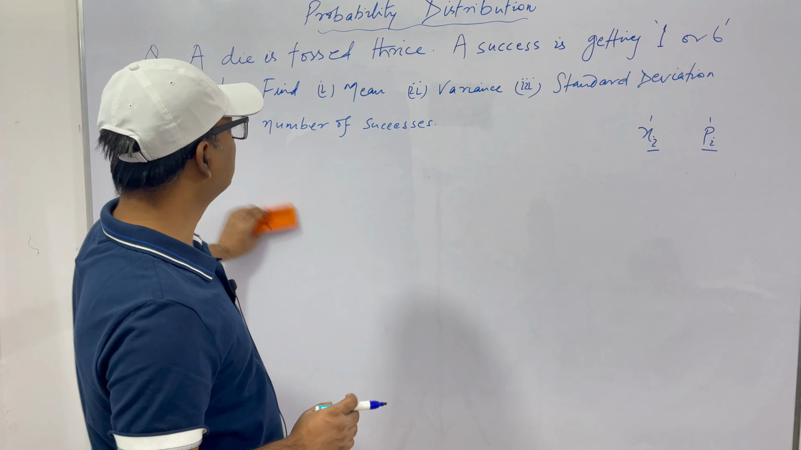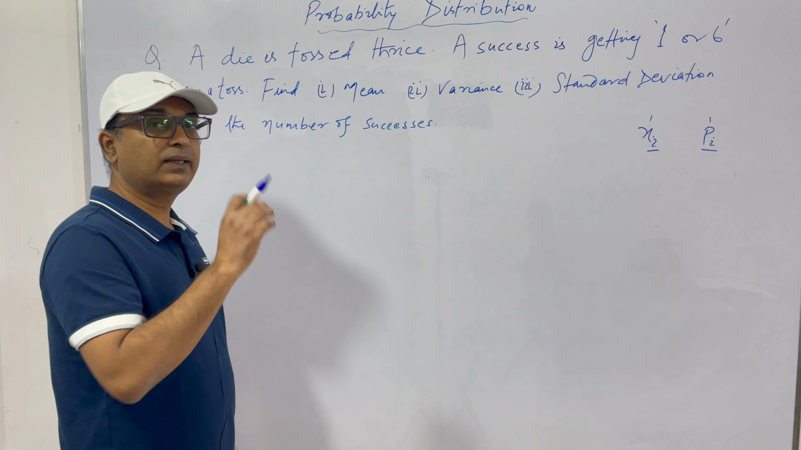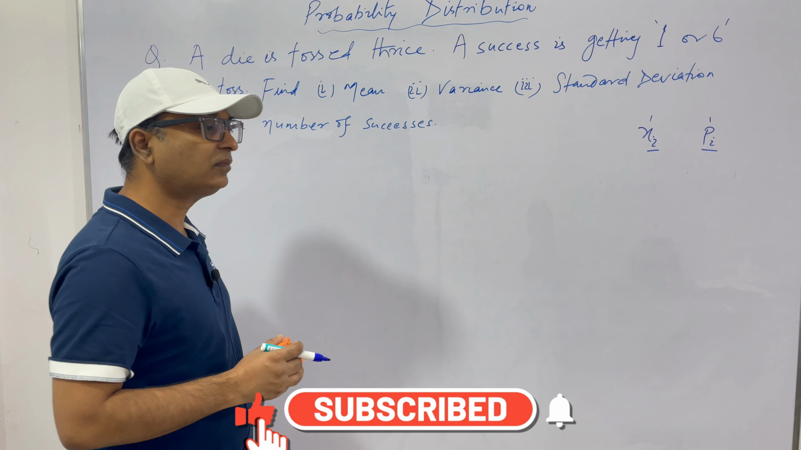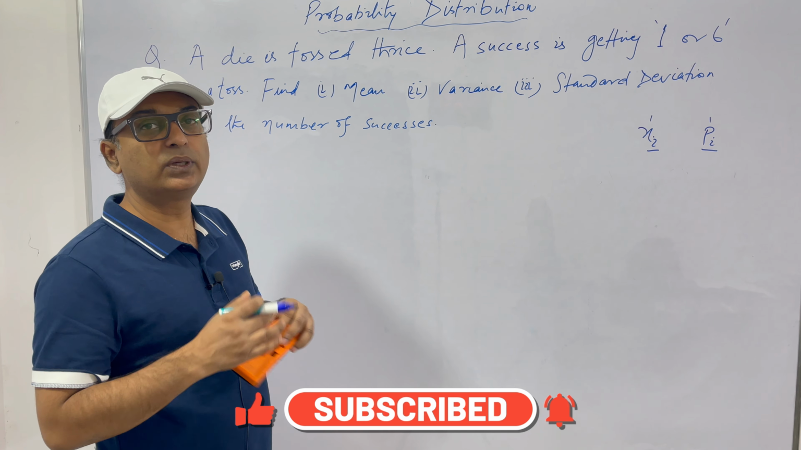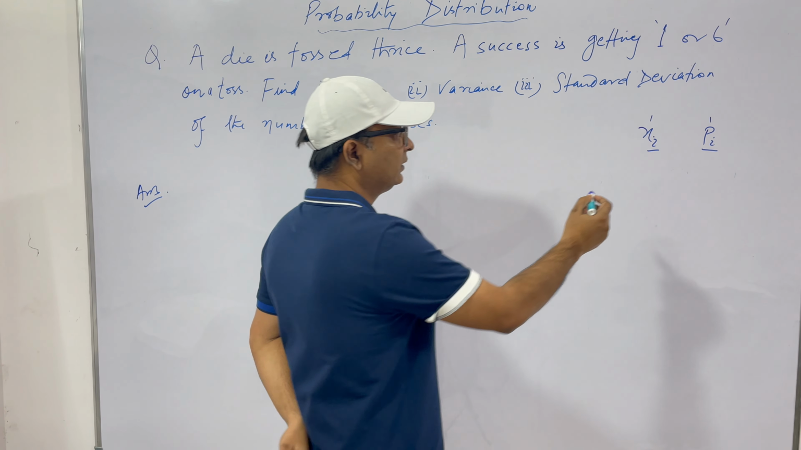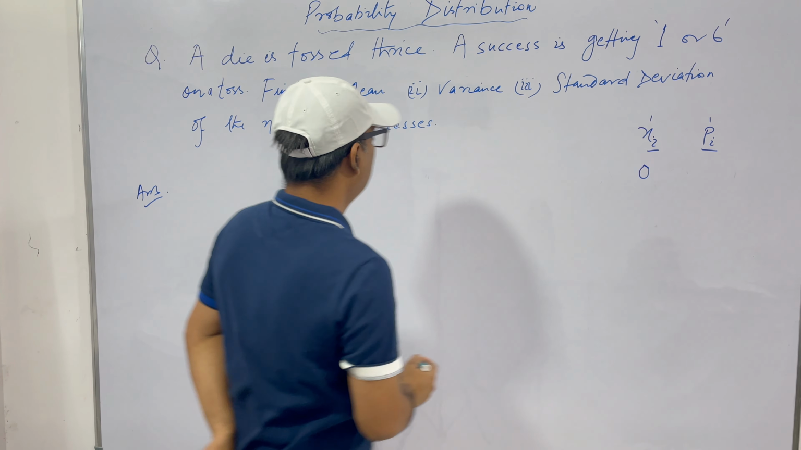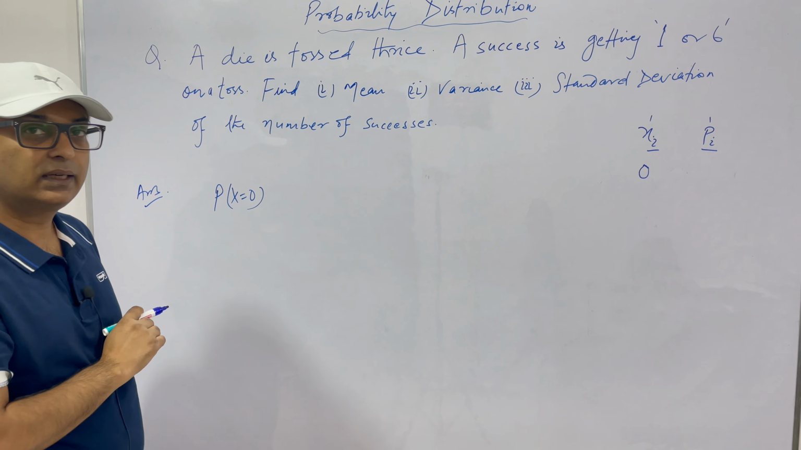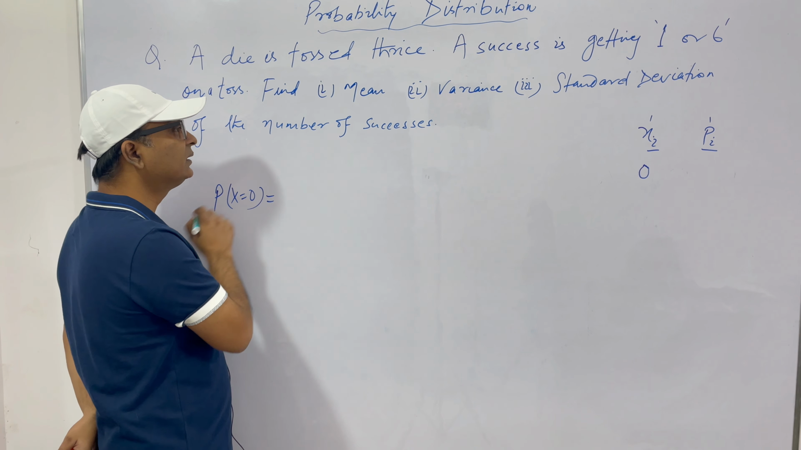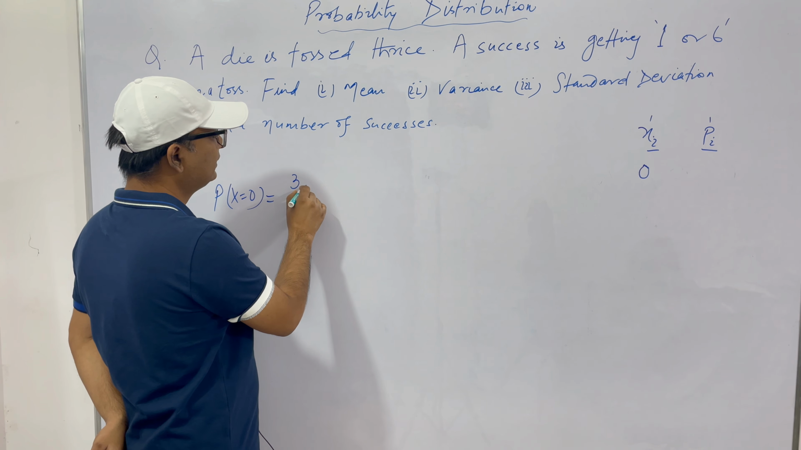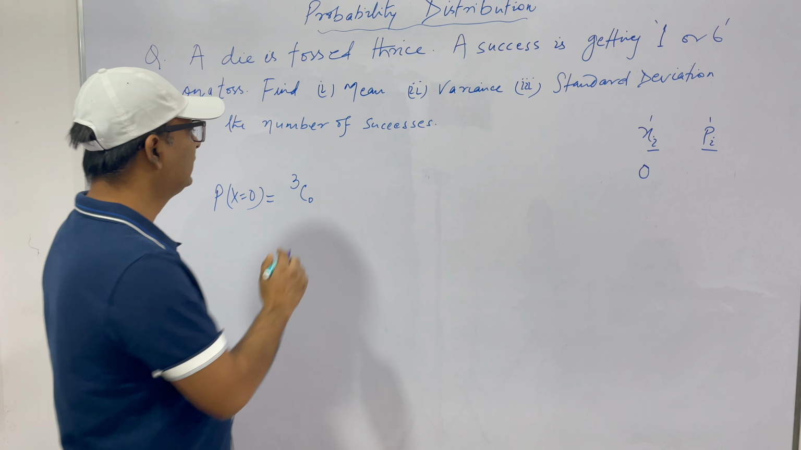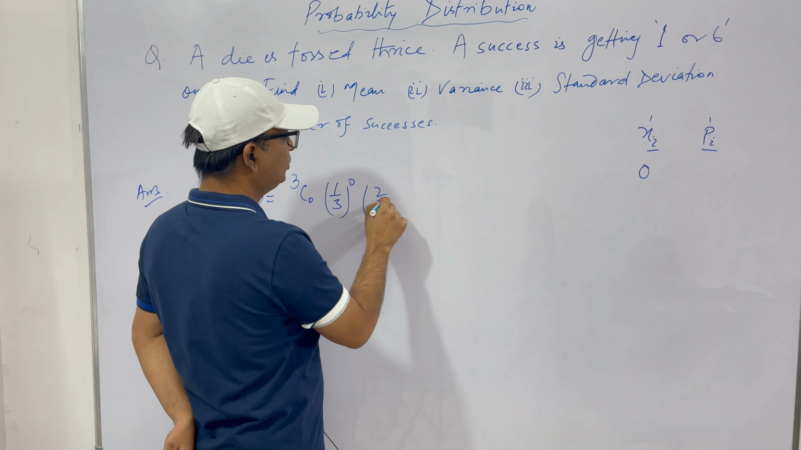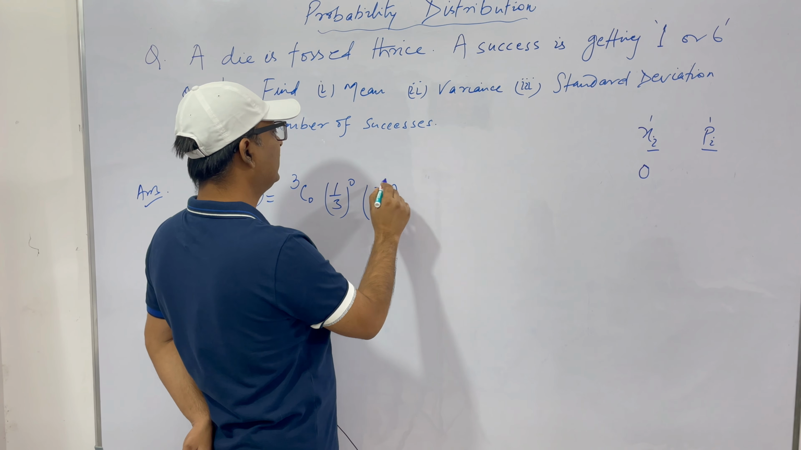Now, what are the possibilities of successes? We throw the die 3 times. Let's say the variate is 0. That is, we don't get success any time. That is this one, xi. Or it can be written as P(X = 0). Clear? xi equal to 0. What is this? n is 3 and r is 0, getting 0 times. p, that is 1 by 3 to the power 0, and then 2 by 3 to the power 3 minus 0, that is 3.